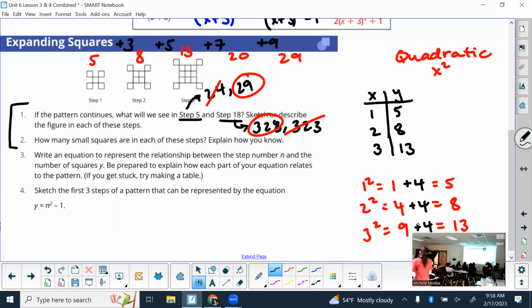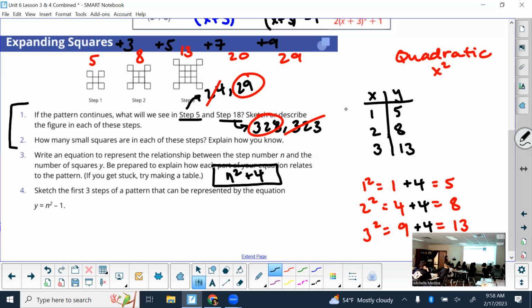So to make the equation, we could write what? What are we doing to the step number? What are we doing to the x each time? We're squaring it and then adding 4. So that's going to answer number 3. And they wanted you to use n for step number, so I just switched it for the n.